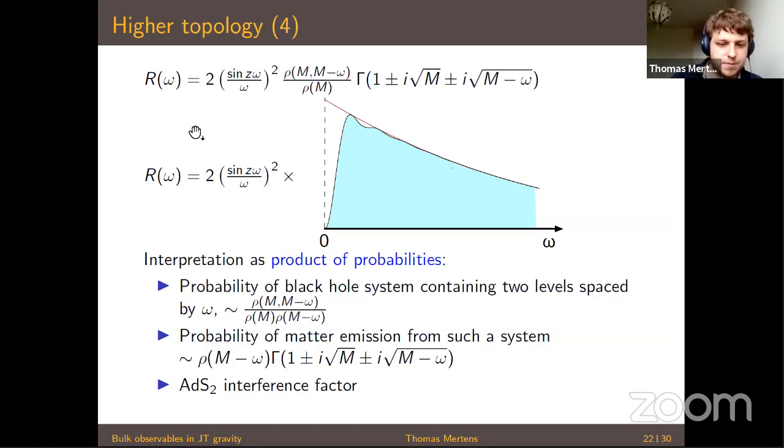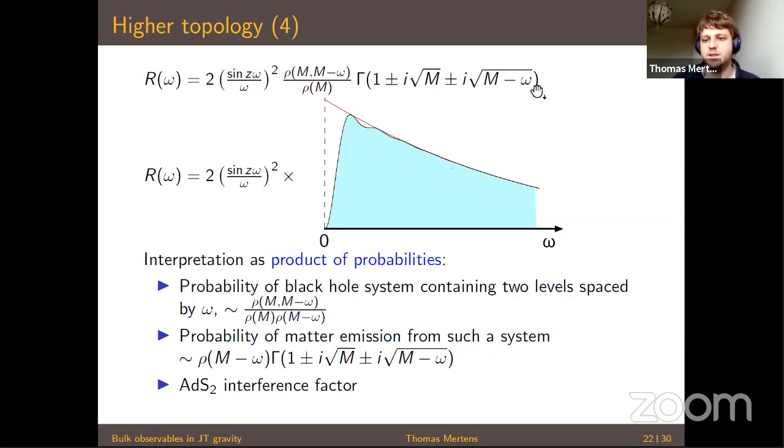And this has a nice interpretation as a product of probabilities. These factors, rho m, m minus omega, rho m, you can think of as the probability of the black hole system containing two levels spaced by omega to begin with. And that is something that you previously didn't have. So if you imagine that you have a chaotic black hole that emits this quantum to begin with, then, for instance, if the black hole system is chaotic, it cannot have two energy levels at the same energy to begin with, to start emitting a particle. So that is the effect you see here.